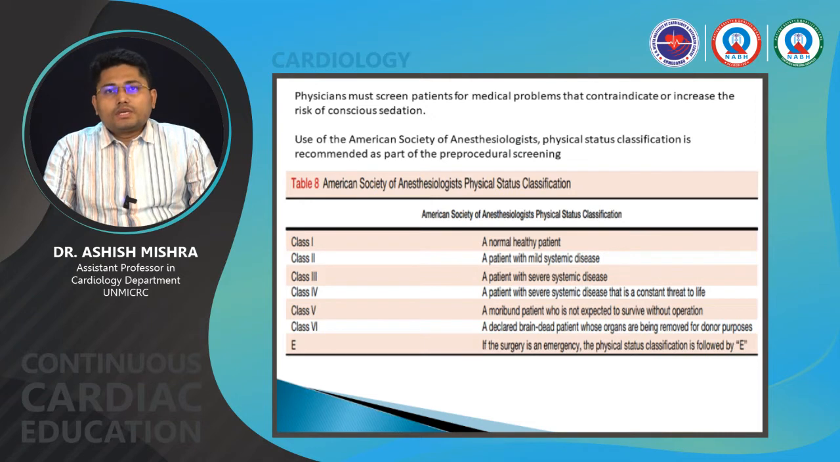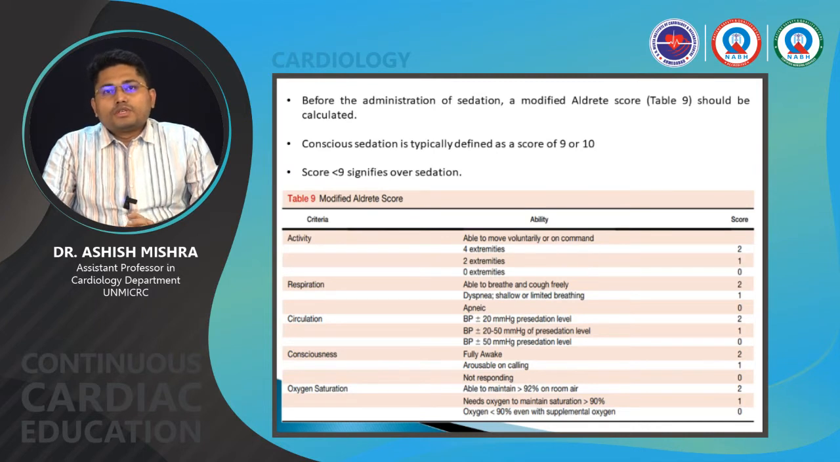Physicians must screen patients for medical problems that contraindicate or increase the risk of conscious sedation. Use of the American Society of Anesthesiologists physical status classification is recommended as part of pre-procedure screening. Before the administration of sedation, one must evaluate the modified Aldrete score, which is depicted below. So conscious sedation is typically defined as a score of 9 to 10. If the score drops below 9, it signifies over sedation.